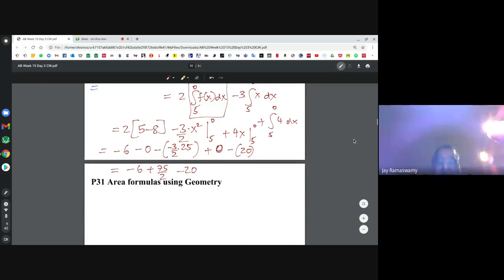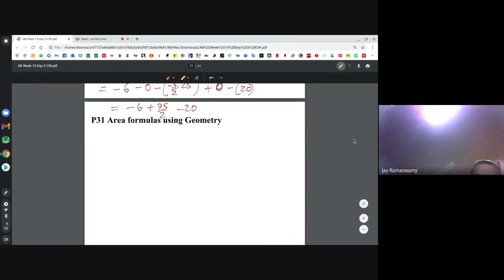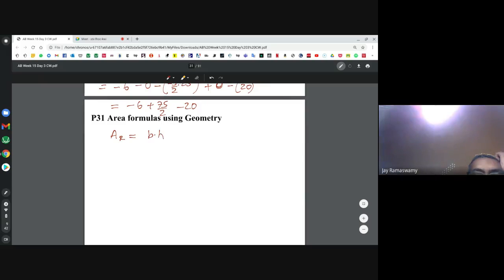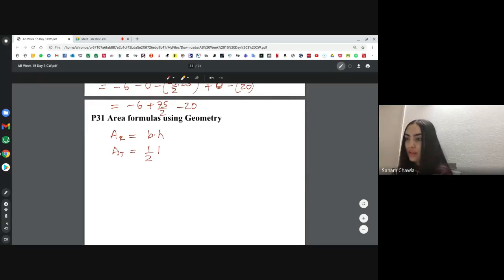Now we'll do what Mr. Ogbatwe was talking about. It says area problems using geometry. So these are basic geometry problems. Let's go over formulas from middle school. Area of a rectangle is base times height. Area of a triangle is 1/2 base times height.